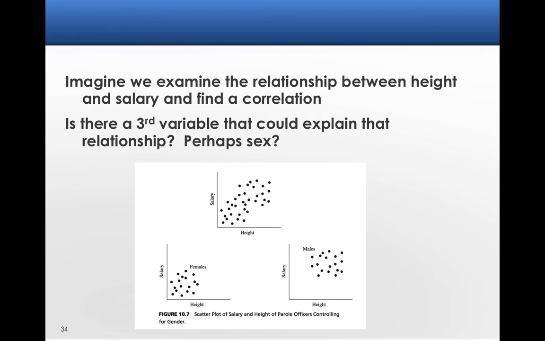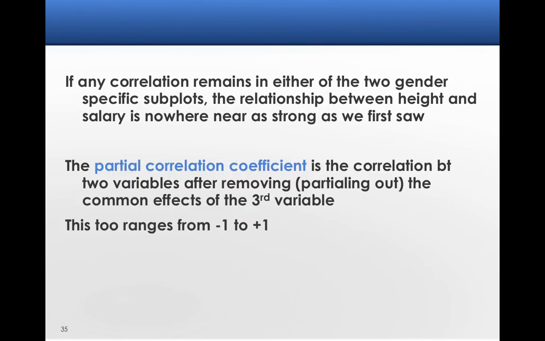So imagine we see this relationship between height and salary, right? And it looks like, wow, the taller you are, the more money you make. But is it possible that there's a third variable that could explain that relationship? Maybe sex explains that relationship. And if we look at the bottom two, we can see men and we can see women. So if any correlation remains in either of the two gender-specific subplots, the relationship between height and salary is not as strong as we thought it was.